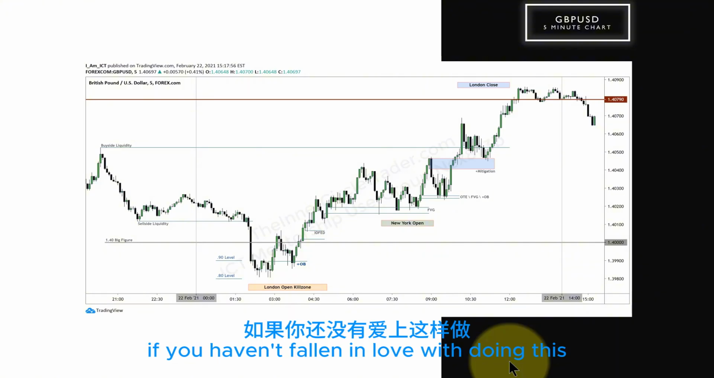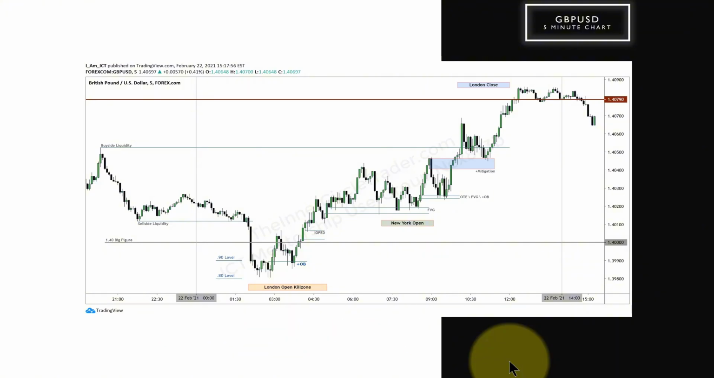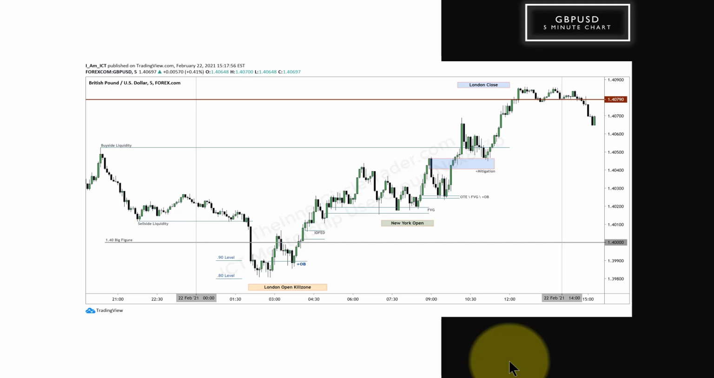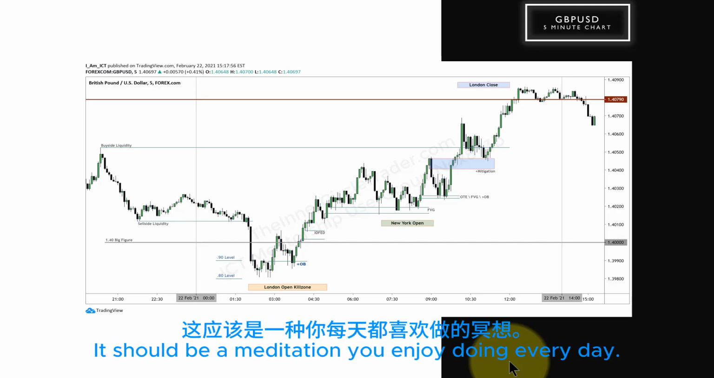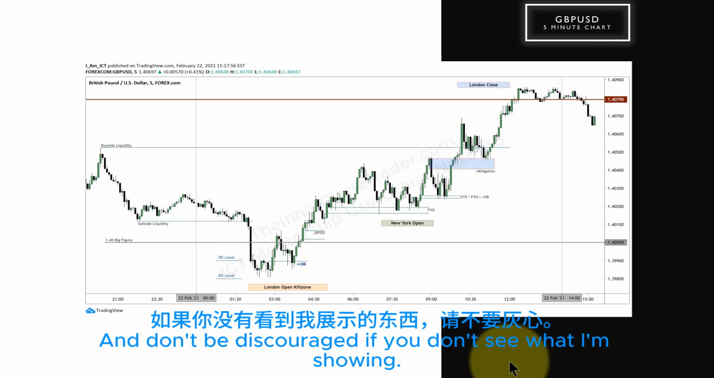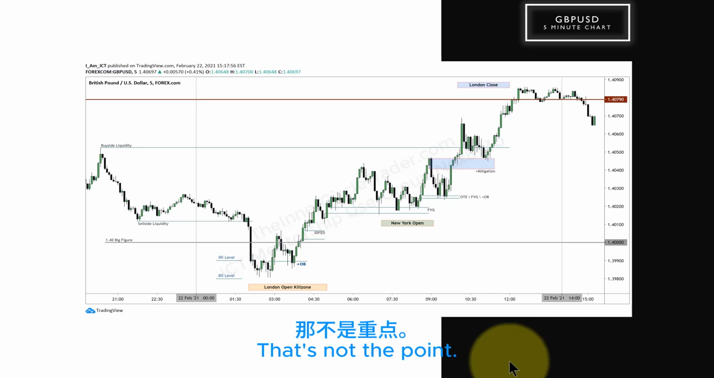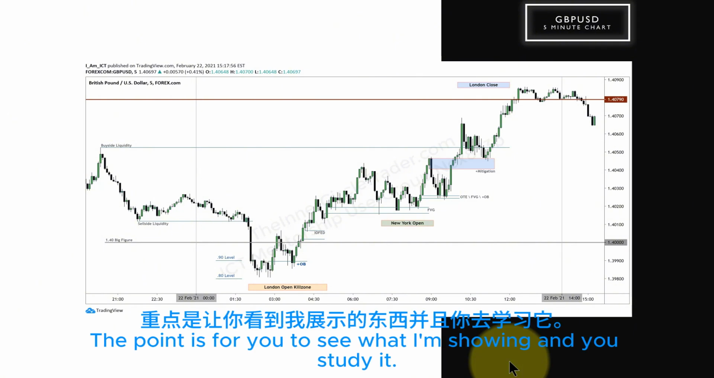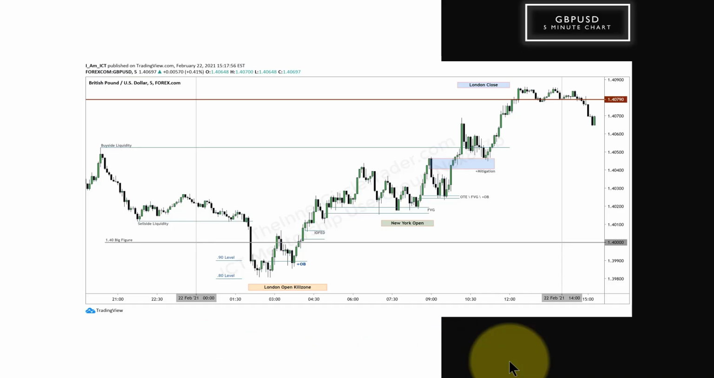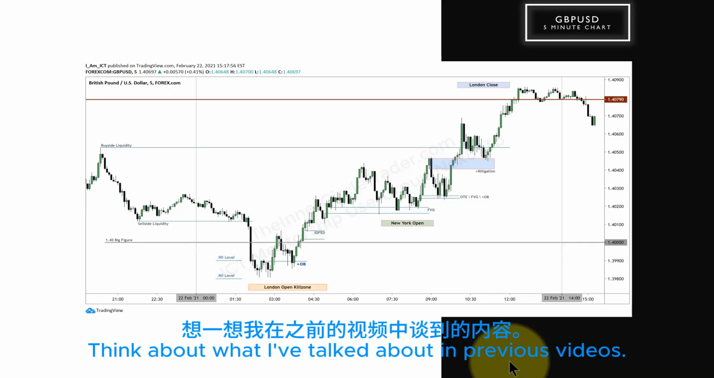So if you haven't fallen in love with doing this every day, you need to really start to do it. Start to really enjoy doing it. It should be a meditation you enjoy doing every day. And don't be discouraged if you don't see what I'm showing. That's not the point of this. The point is for you to see what I'm showing and study it. Don't just look at it casually and say, oh yeah, whatever. Think about what I've talked about in previous videos.